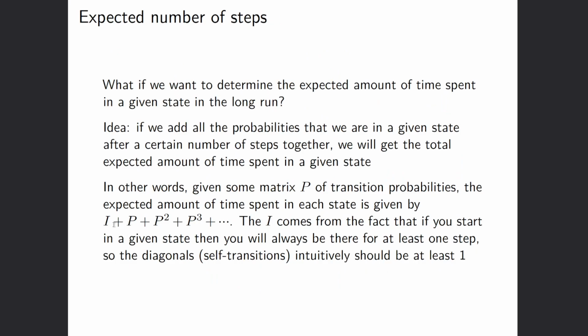Where we get this formula, we have the identity matrix plus P plus P squared plus P cubed, etc. The identity matrix comes from the fact that if you start in a given state, then you'll always be there for at least one step. Hopefully that makes sense. So intuitively, the diagonals should be at least 1.